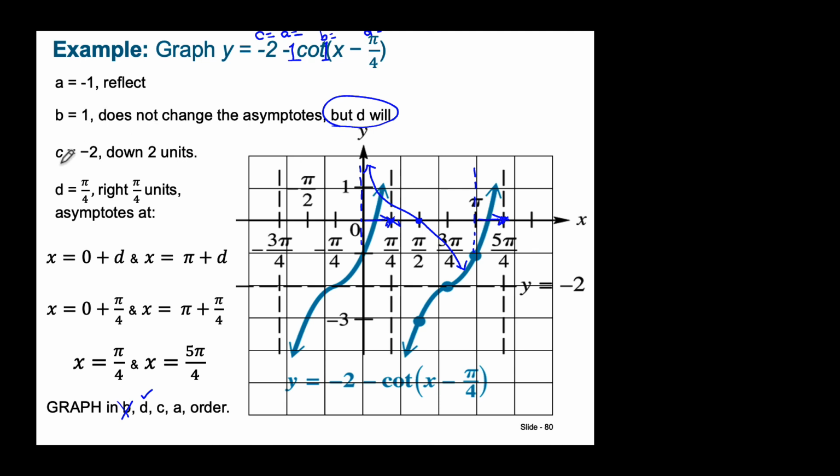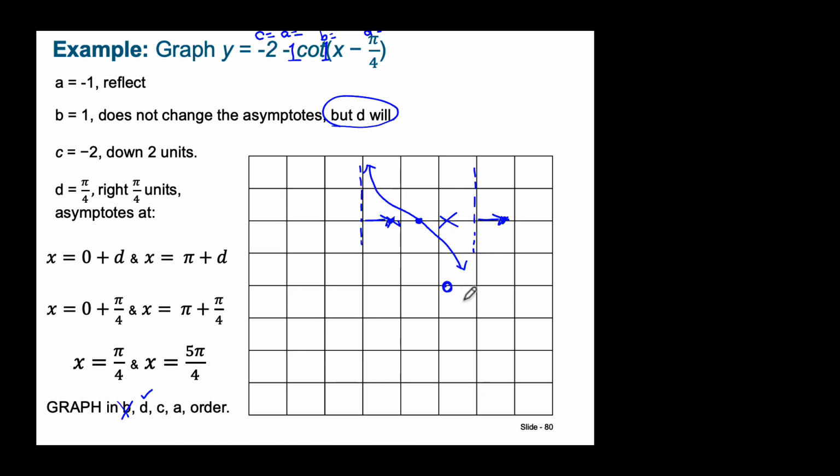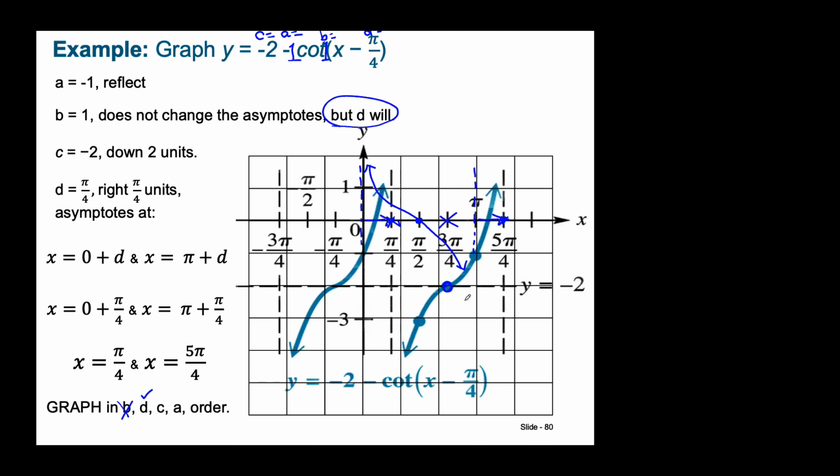And then C moved the x-intercepts to -2. So that would be down 2, but we've been reflected in the x-axis. So instead of going from here, they are now here at the line y equals -2. Whoa, I don't know why that keeps changing on me.